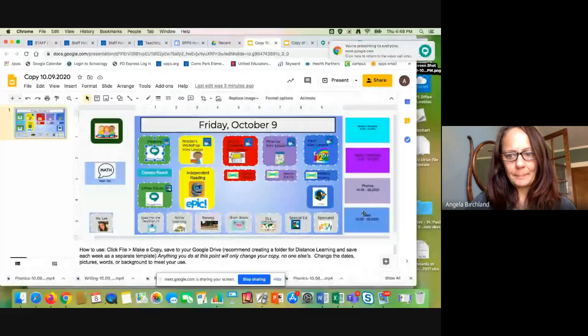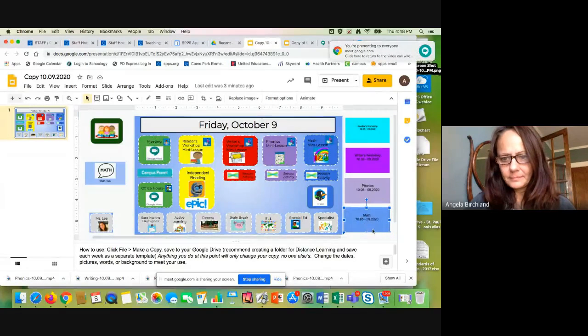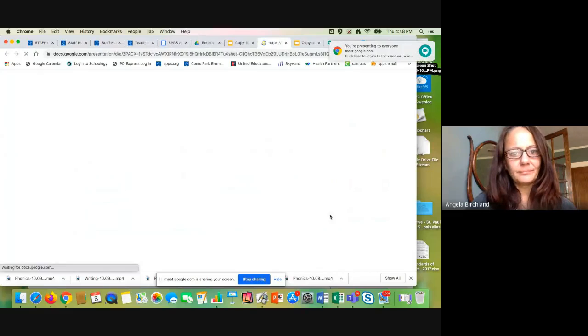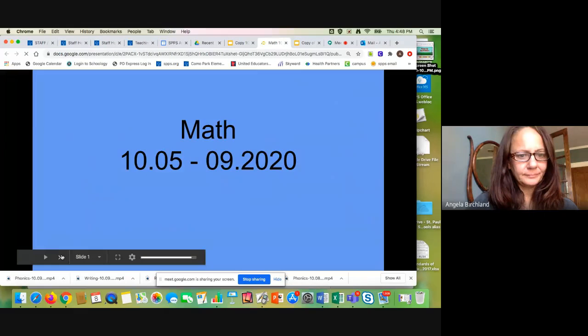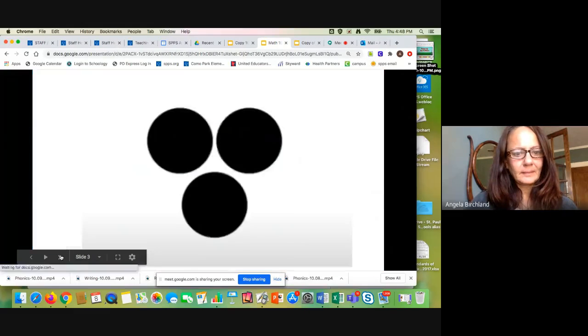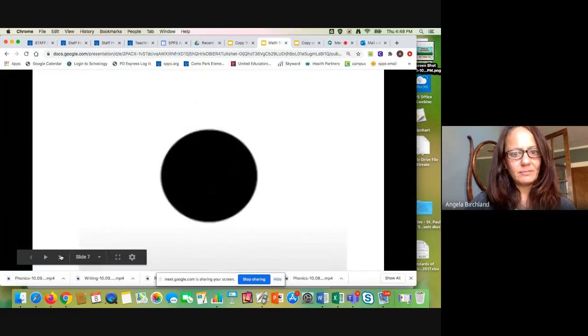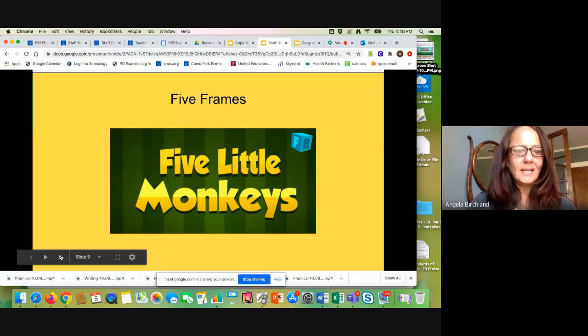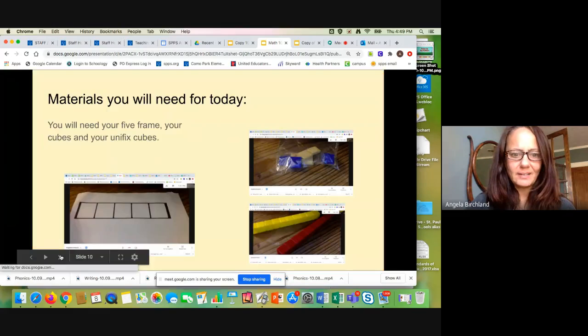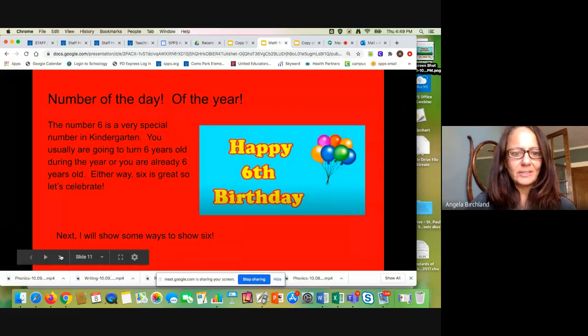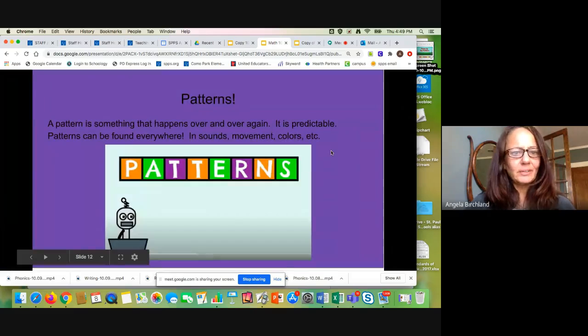Okay, looking at math today, right here. There it is. Okay. Wow, we did lots of subitizing. That was fun. The 5 frames you did such a great job at. I was so impressed with how many different ways people showed 5 on the 5 frame with all kinds of materials. And now we are on patterns.